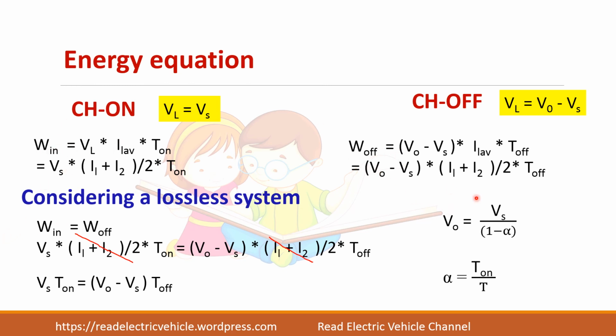You equate these two, common terms get cancelled. So Vs into T on equal to V0 minus Vs into T off. You simplify this and you will get V0 is equal to Vs divided by 1 minus alpha, where alpha is T on by T. So this is the output voltage expression for a step up chopper. This is important. For step down chopper, V0 is equal to alpha Vs, whereas for step up chopper it is Vs divided by 1 minus alpha.